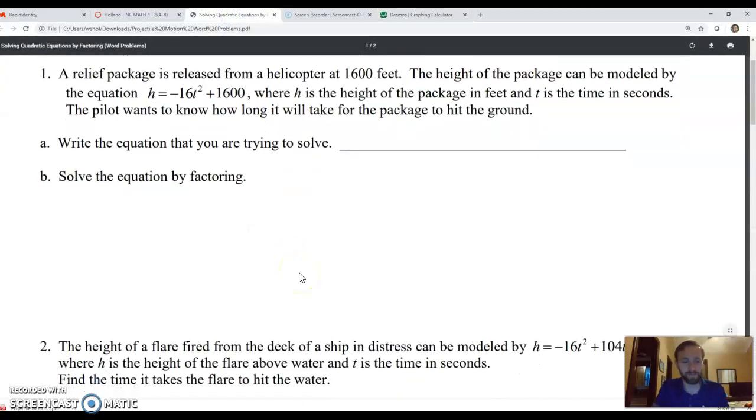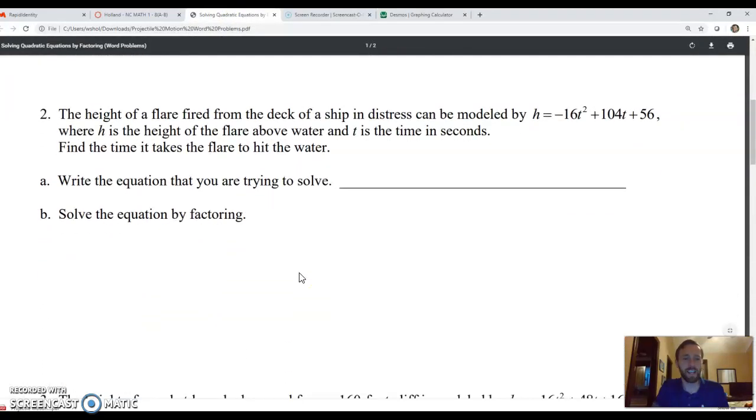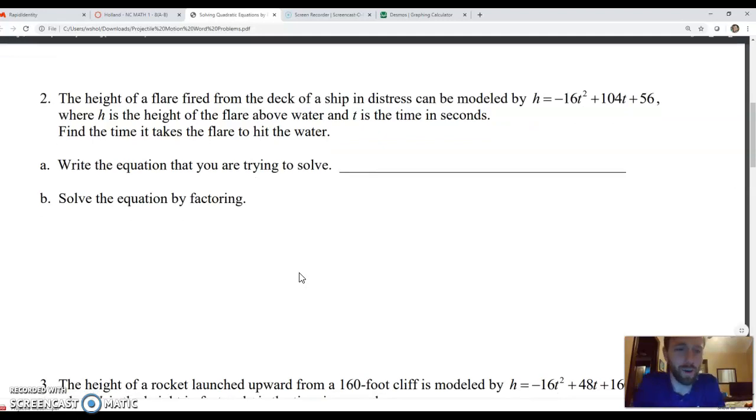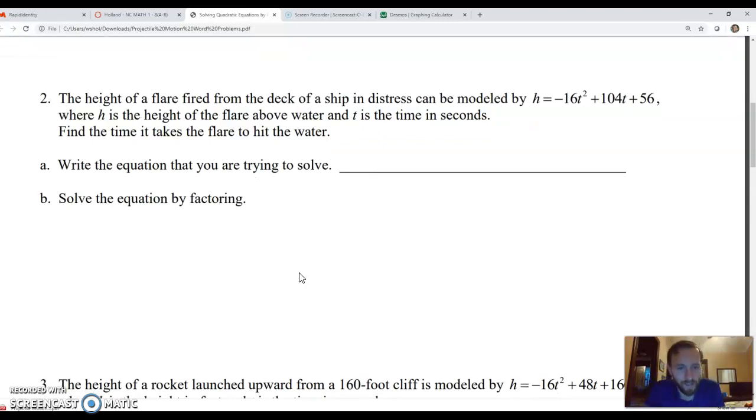So let's scroll down. This one says the height of a flare. A flare is like a firework or something that you would shoot off of a ship if your ship's in trouble. So the height of a flare fired from the deck of a ship in distress can be modeled by the function height equals -16t squared plus 104t plus 56, where h is the height of the flare above the water and t is the time in seconds. Find the time it takes the flare to hit the water.